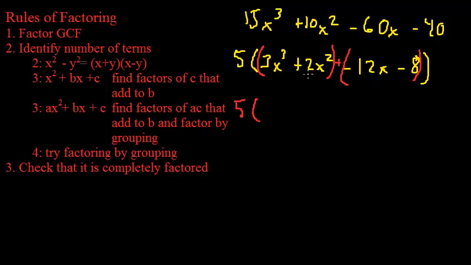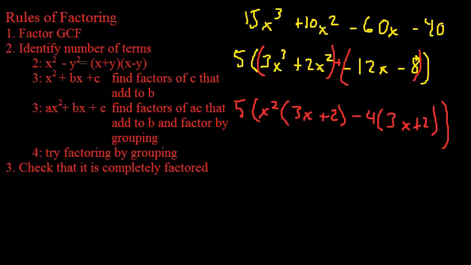So greatest common factor here is an x squared, which leaves me with 3x plus 2. Here my greatest common factor is a negative 4. So I have negative 4 that I pull out, leaving me with 3x plus 2. So now I can see I have that same binomial in each of those pieces. I pull that out, keep my 5 out front, and I have 3x plus 2 times what's left, my x squared minus 4. I check to see that it is completely factored.